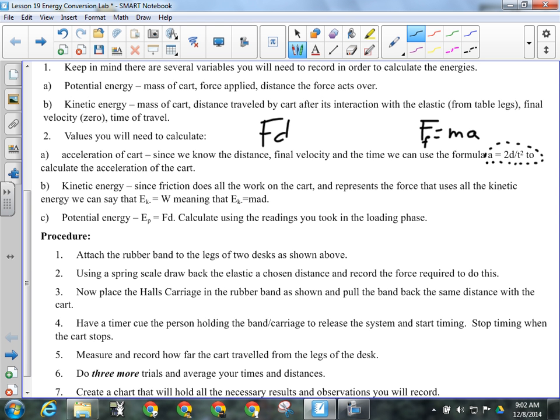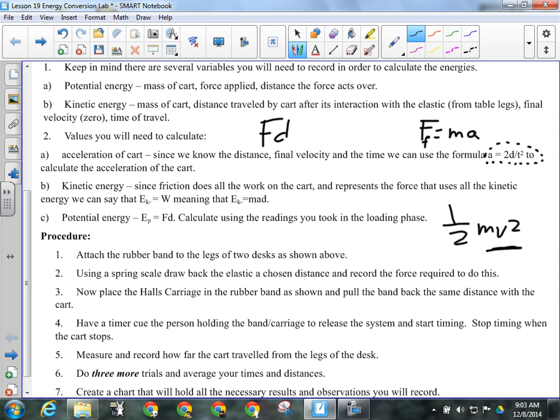So if I calculate how much work is done against friction, that helps me know how much kinetic energy the cart had, because it is impossible for me to use this formula in this experiment. I have no idea how fast the cart is going when it comes off of that rubber band, and I have no way to find out. There's no way for me to measure it or record it or anything like that.